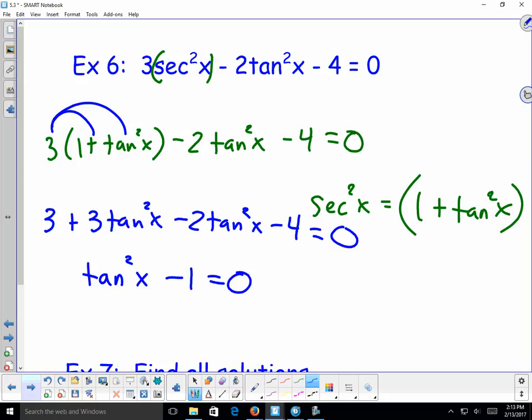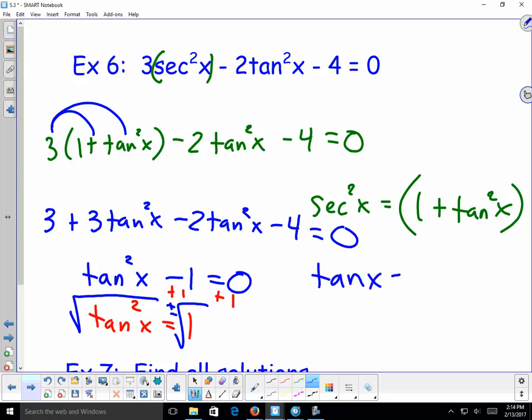Then what's going to be the next step here, Charles? Minus 1, well, it's already minus 1. So add 1 to both sides, so we get tangent squared x equals 1. Then what, Charles? Take the square root of both sides. What do we need to remember when we take the square root of both sides? It's plus or minus. Tangent x equals plus or minus square root of 1, which is 1.